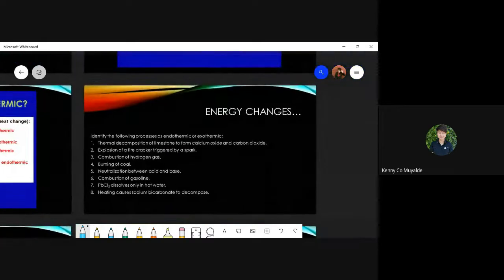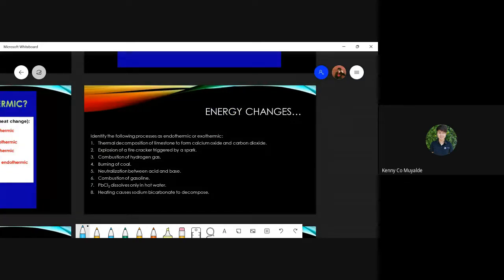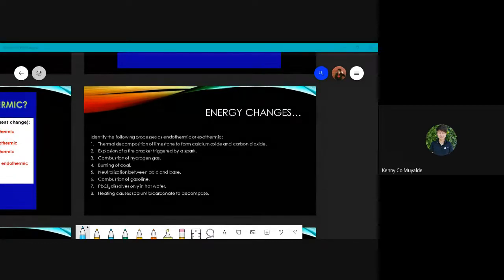Okay, next, another example. Ito naman naka-sentence form siya. Number 1, thermal decomposition of limestone to form calcium oxide and carbon dioxide. 1 to 5 lang ang ating gagawin para hindi tayo masyadong makulangan sa time. So number 1, is it endo or exo?